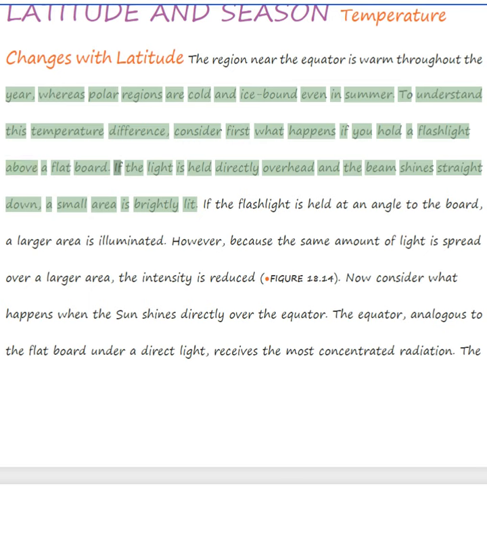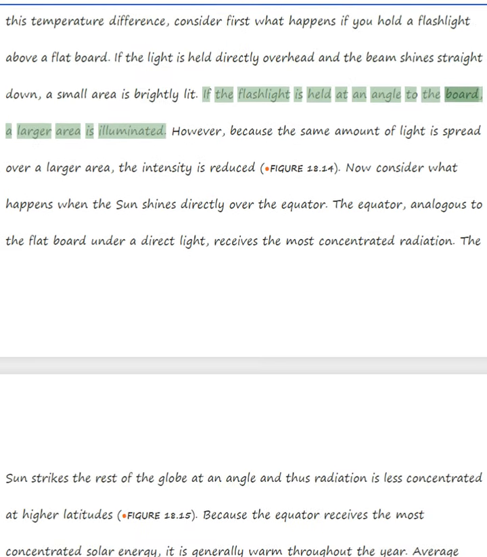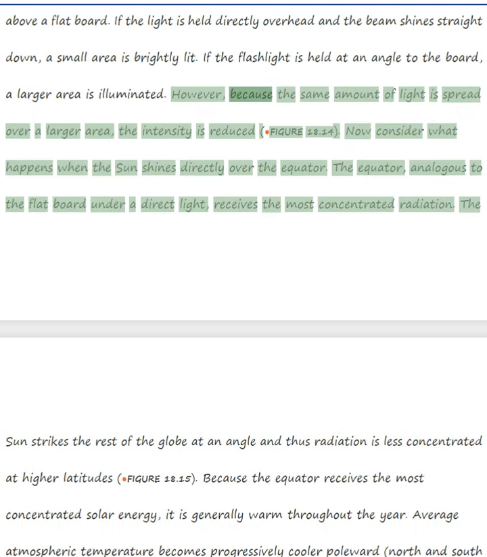board. If the light is held directly overhead and the beam shines straight down, a small area is brightly lit. If the flashlight is held at an angle to the board, a larger area is illuminated. However, because the same amount of light is spread over a larger area, the intensity is reduced.